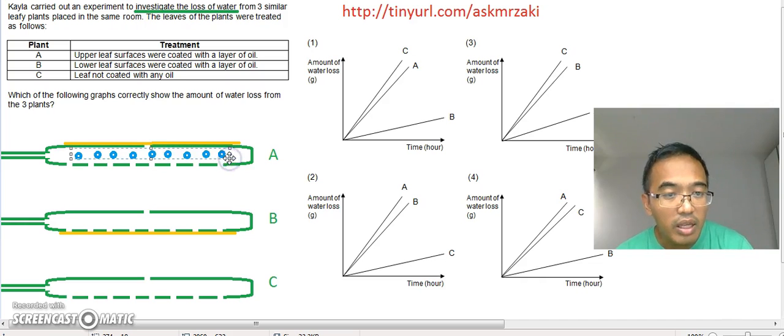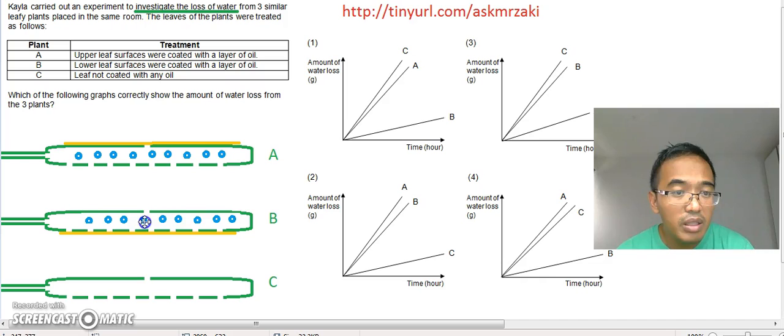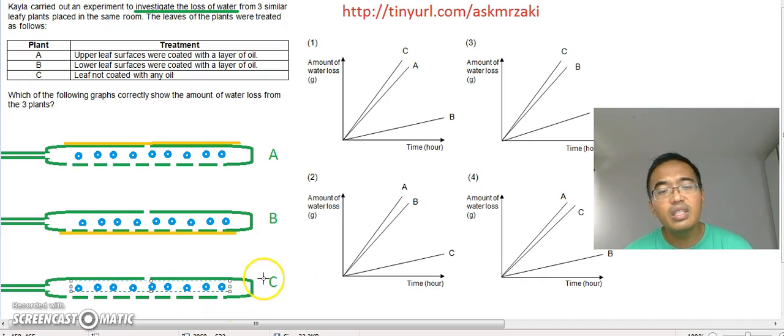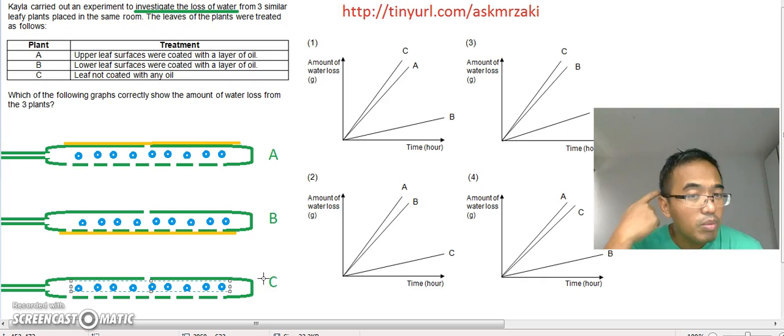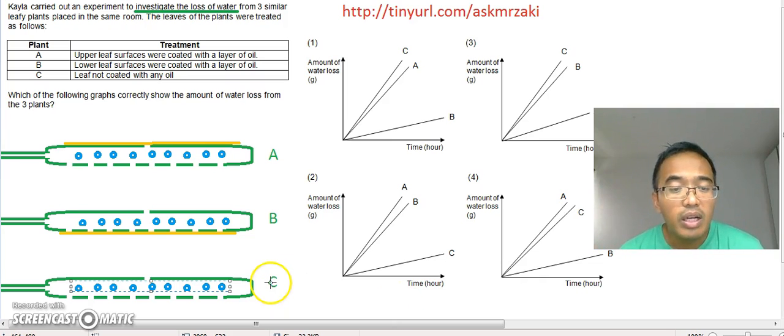Would it be A? I think yes, because there are still many holes there. Would it be B? B would be the hardest to escape, because there's only one. Or would it be C? C is of course the easiest. So if C is the easiest, that means which one would have the least amount of water vapor left? Which one will lose the most amount of water? The answer is C.